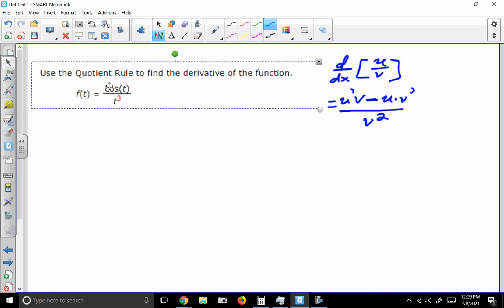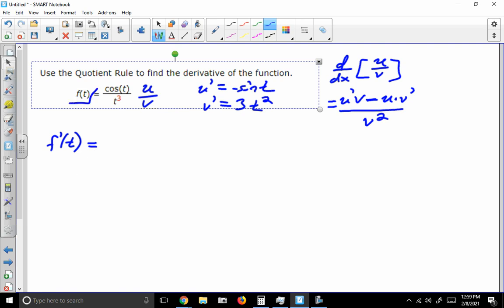So if we use that rule, here we have a quotient. So if we call this u and this v, we need to know u prime. So the derivative of u is minus sine t. And we need to know v prime. So if this is v, the derivative of that is 3t to the 1 less power.